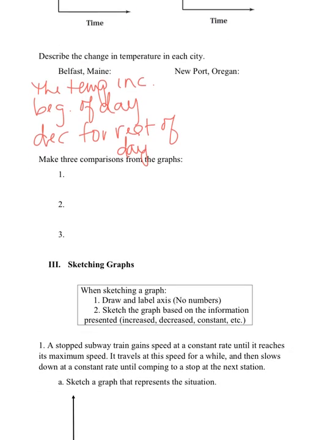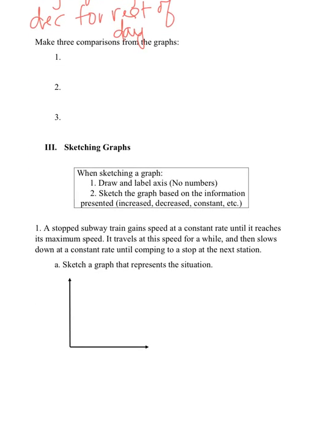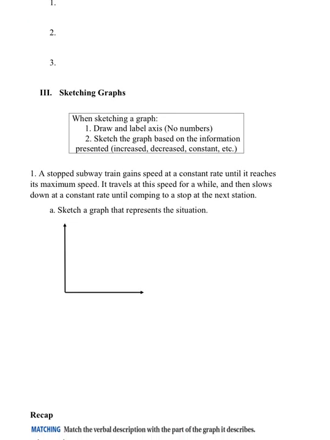So we can describe graphs without actually having any labels. We can also sketch them. In this one, it says when you are sketching a graph, draw and label your axes, but do not put numbers in. Sketch the graph based on your information. You're going to say, did it increase, did it decrease, is it constant? It says a stopped subway train gains speed at a constant rate until it reaches its maximum speed. It travels at this speed for a while and then slows down at a constant rate until coming to a stop at the next station.